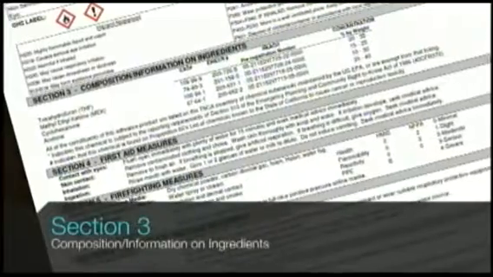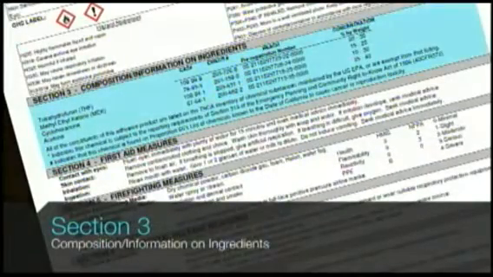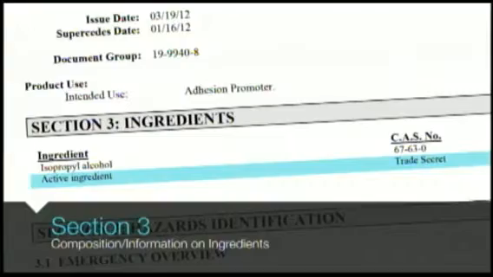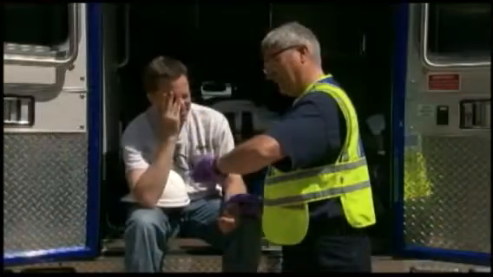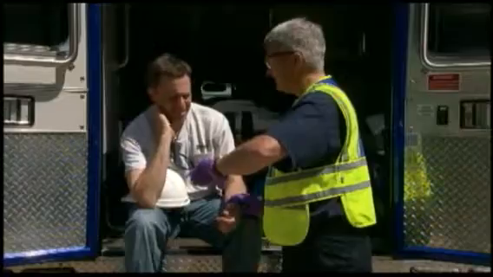Next is Section 3, Composition and Information on Ingredients. This is where you can learn the chemical composition. The only exception is if the composition is a trade secret, then it won't be listed in detail. Section 4, First Aid Measures. Here's where you find out what to do if anyone has an injury or illness due to a chemical.